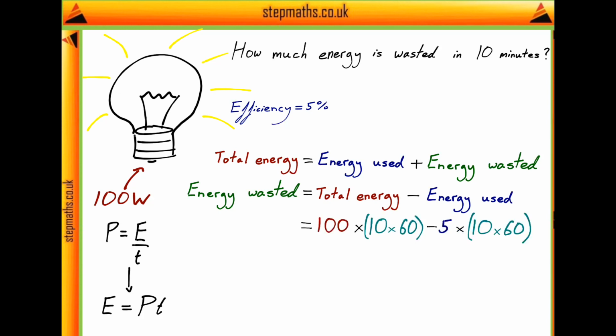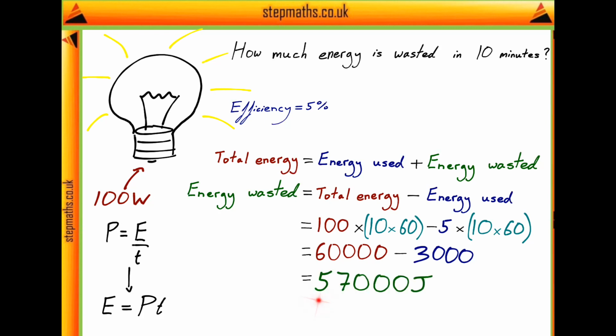Since we also know the energy used as light is going to be 5%, since the efficiency of the light bulb is 5%, we can write down that the energy wasted is our 100 watts multiplied by our time in seconds, that is 10 minutes multiplied by 60 seconds per minute, take away our 5 watts which is used as light multiplied by our total time. With some quick multiplication, we find out that this is equal to 60,000 minus 3,000, giving a final answer of 57,000 joules. Therefore, this corresponds to answer E.